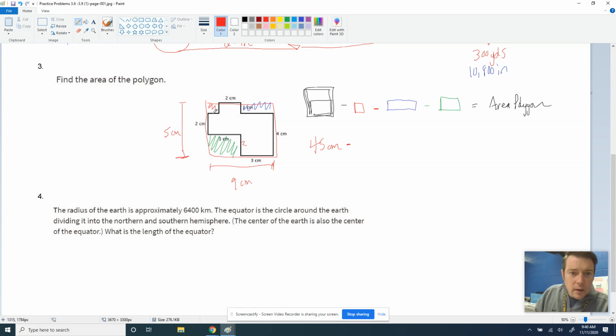Now we start taking away. This appears to be 1 by 1 because of that length, right? So 1 times 1 is a 1 centimeter squared area. And then the blue one is 1 by 3. You can see that from across the way. So a 1 by 3 would be 3 square centimeters. And then the green one seems to be the largest. It is 3 by 2. So that is 6 square centimeters.